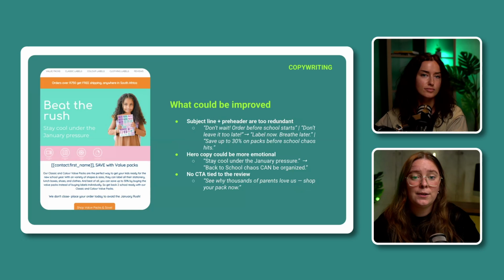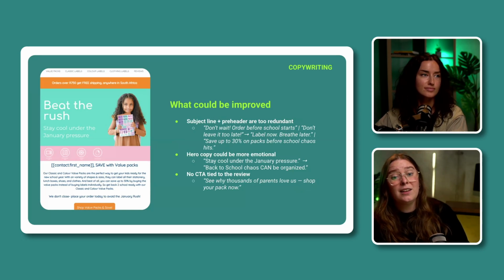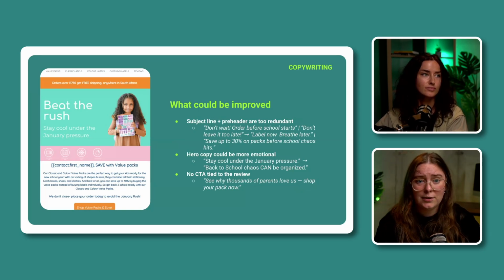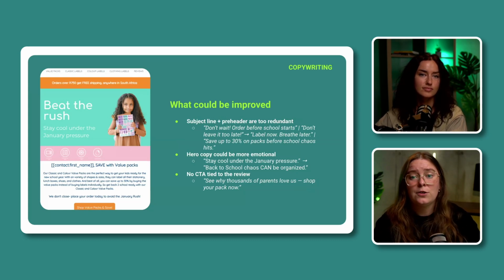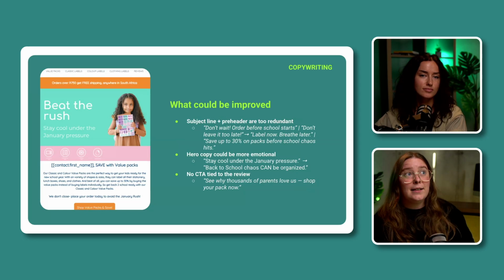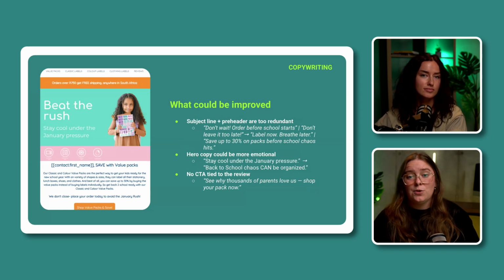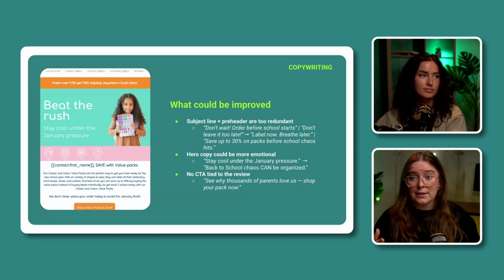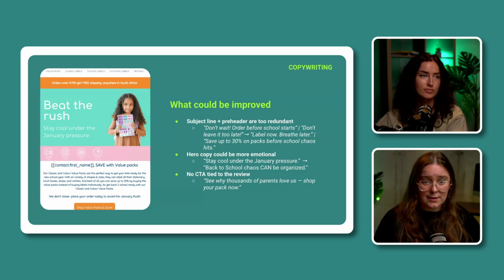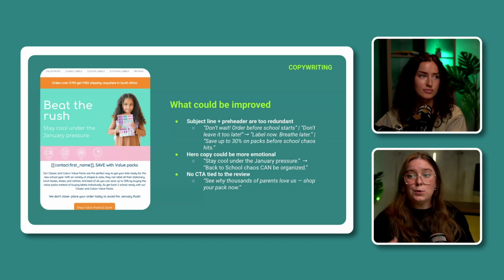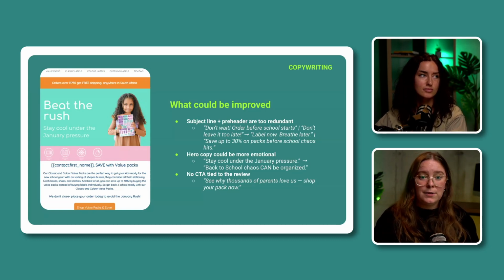So again, what could be improved? Subject line and pre-header, they are too redundant. So we have "Don't wait, order before school starts." And also we have "Don't leave it too late." These are basically functionally identical, which wastes the valuable real estate of the pre-header. So a possible combo could be "Label now, breathe later," and at pre-header we say "Up to 30% on packs before school chaos hits."